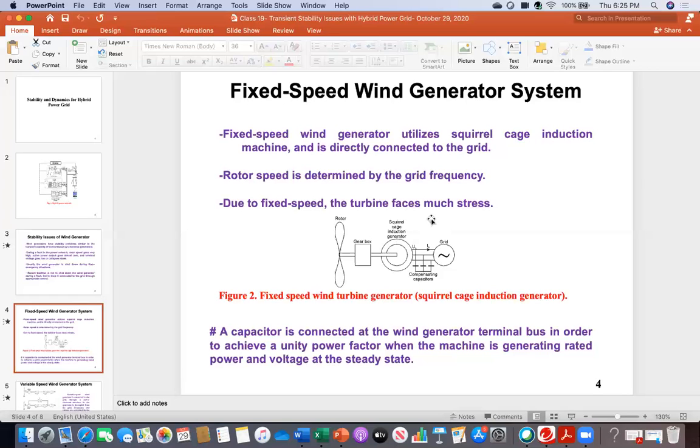Now, whether it is squirrel cage type or wound rotor type, as we discussed before, an induction machine always draws reactive power from the system. That's why it has a low lagging power factor. You see, voltage might go down even during the steady state condition. That's why, you remember, we have to connect a capacitor, which is called a compensating capacitor. That capacitor compensates the low power factor and maintains the rated voltage and the rated power.